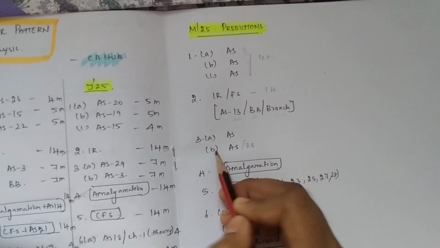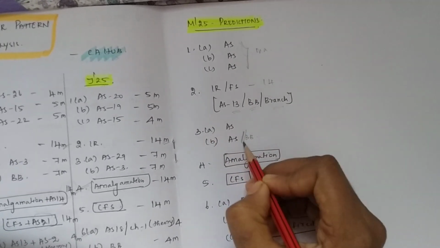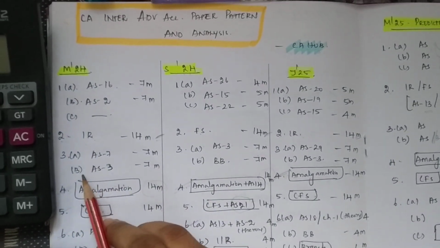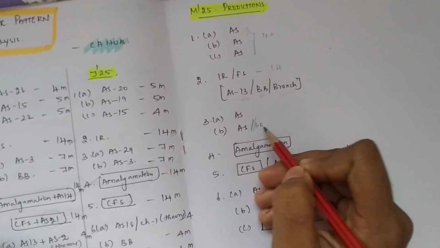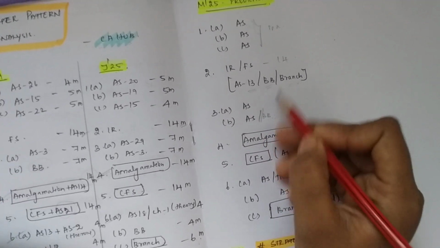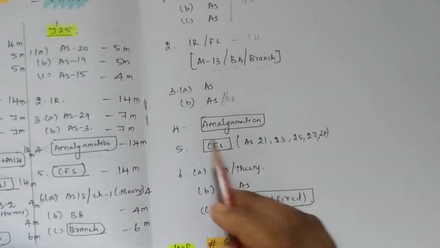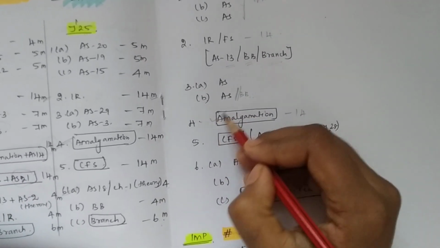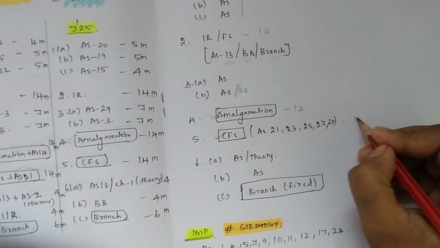In 3A and 3B, it is an AS question, and in 3B there might be buyback also, because if you see in 3B over here we got AS and here also AS, but we got buyback here. So we can expect buyback over here also. The sequence might be different, but we can expect the question from here or here also. And the fourth question is for 14 marks, it is a fixed question. And the fifth question is a consolidated question. It is also a fixed question.